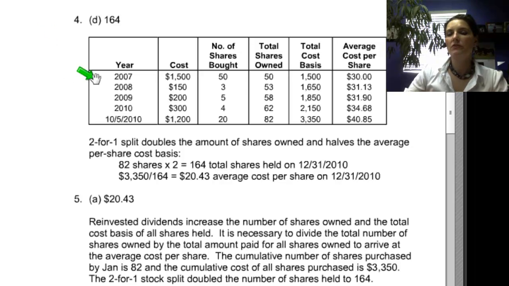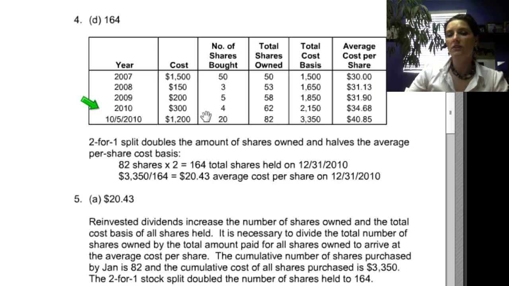We begin with the original number of shares she purchased in 2007, and then each time in 2008, 2009, and 2010 when she purchased new shares through dividend reinvestments, we add those numbers of shares purchased into her total. And then finally, we told you in the wording of the problem that on 10/5 of 2010, she invested $1,200 more to buy 20 shares. So we add up all of those shares. But then there was a 2-for-1 split that doubled the amount of shares she owned. And the 2-for-1 split occurred after she made this final purchase on 10/5 of 2010.